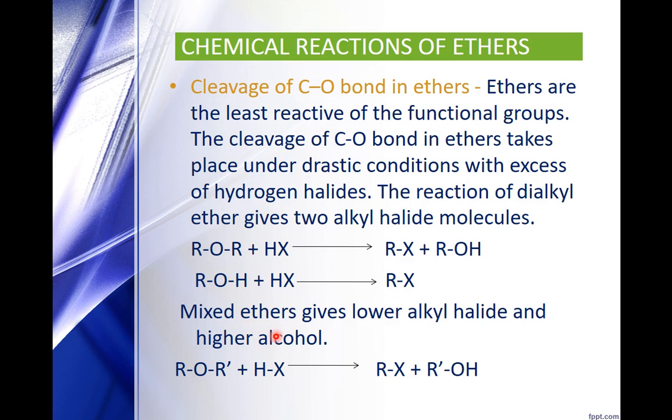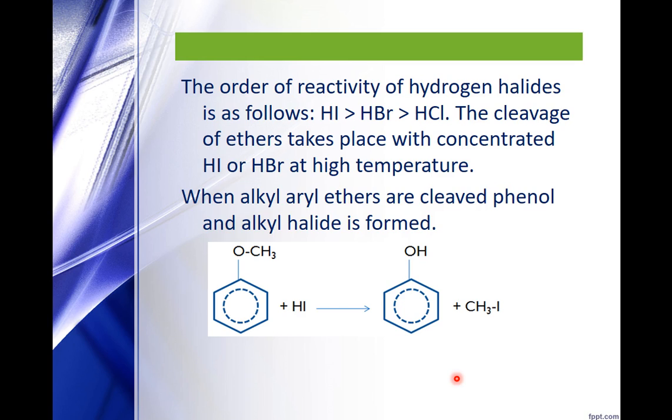In case of mixed ethers, if both the R and R dash groups are different, in that case, X will go with the smaller alkyl group. You will get lower alkyl halide and higher alcohol. This is the very important point, that the smaller alkyl group will go with X, whether it is R or R dash. Smaller will go with X and the larger one will go with OH.